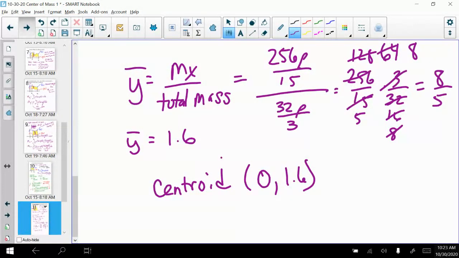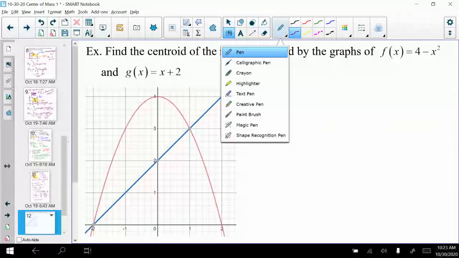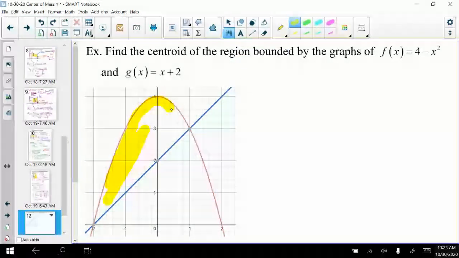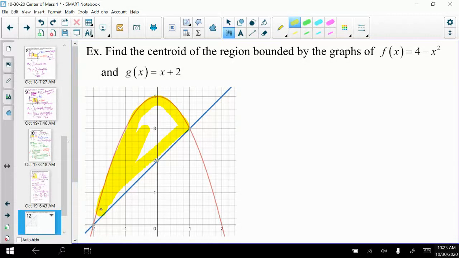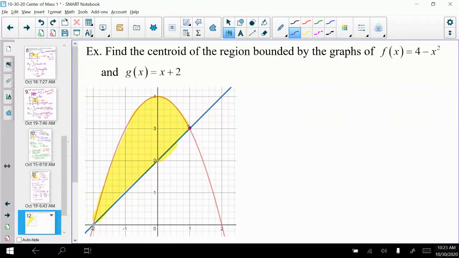Okay, I have one more example that I wrote for you guys. It's not terribly different. It's just this time we have more of a bottom function than 0. So it's the area between, I used the same f, but I gave us a new function. Of course, these points where we intersect are important: 1, 3, and -2, 0.